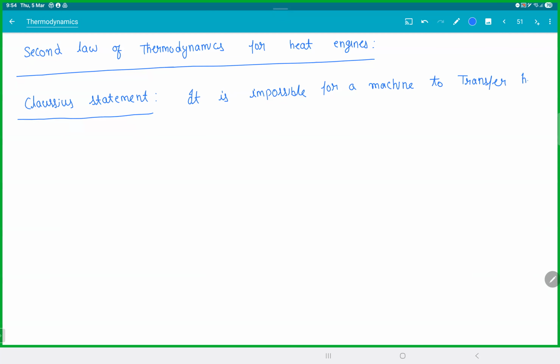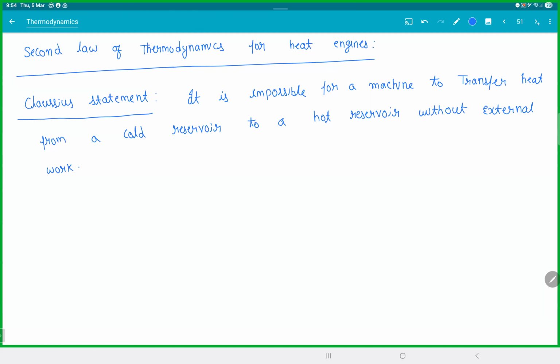to transfer heat from a cold reservoir, basically a cold object or a cold system, to a hot reservoir without external work. Meaning, try to understand the statement. Normally, heat flows from high temperature to low temperature. But if you want to take heat from low temperature to high temperature, you need to provide work.